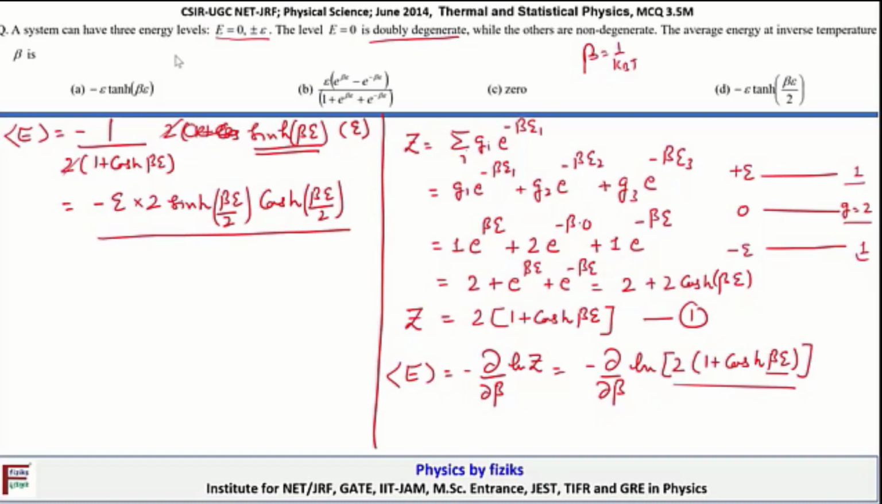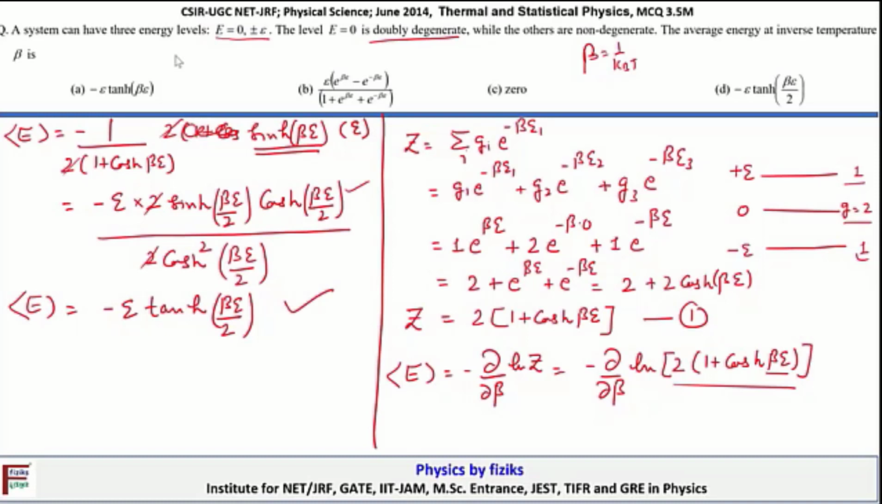divided by 1 plus cos hyperbolic beta e, which is equal to 2 cos hyperbolic square beta e by 2. Okay, so again 2 will cancel with 2, and the cos hyperbolic beta e by 2 will be cancelled with cos hyperbolic beta e by 2, and we will be left with minus e tan hyperbolic beta e by 2. Okay, so that is the average energy for this system. So therefore option D is the correct one here.